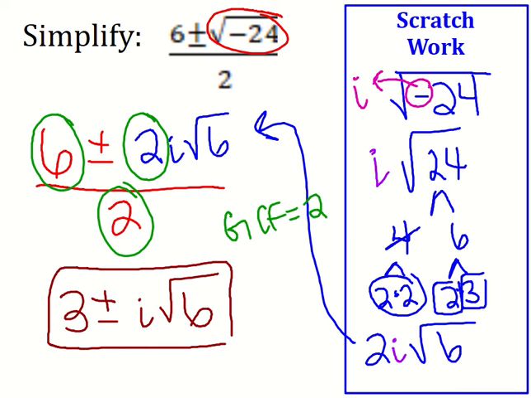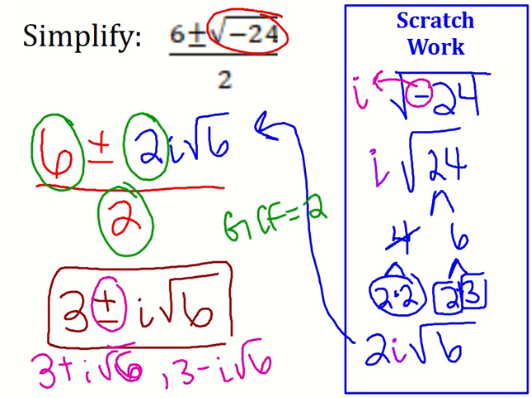Now, I will caution you, just as an FYI, a plus and a minus does mean that I'm going to have 2 different answers. You will have 3 plus i root 6. Hopefully you write yours a little bit neater. And a 3 minus i root 6. You have 2 different complex solutions there. You can write it as the singular plus minus in red there, or you can write it twice with pink values. If you have any questions or further questions, please don't hesitate to ask.